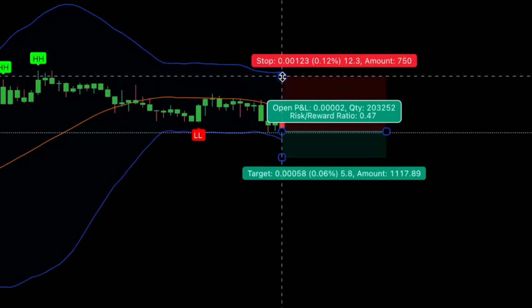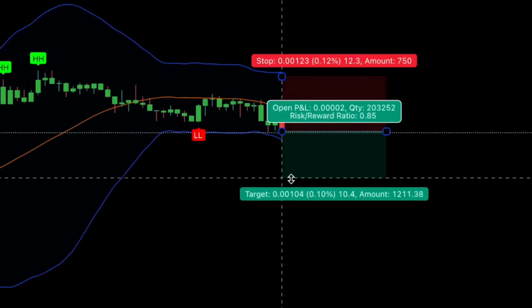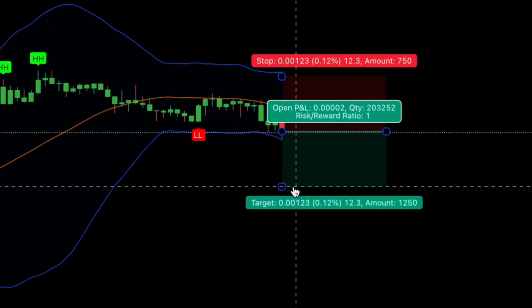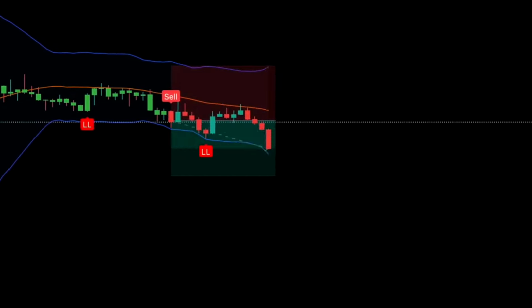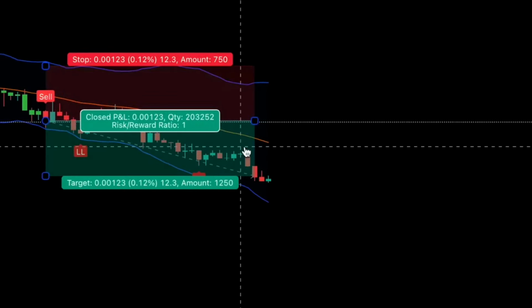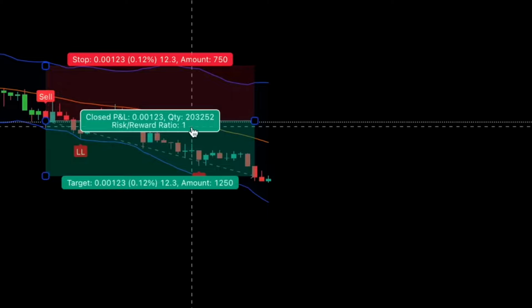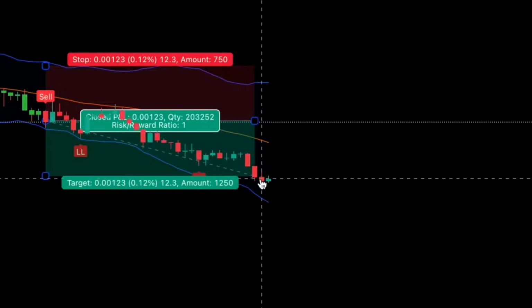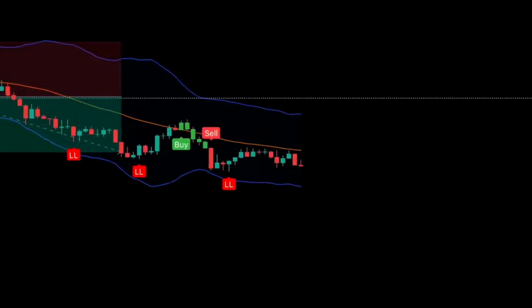For example, if the UT Bot Alert prints a new sell signal, the candlestick breaks below the most recent lower low, and the price action closes below the baseline without exceeding the lower band, place your sell order. Move your stop loss as the price hits each target to maximize profits.